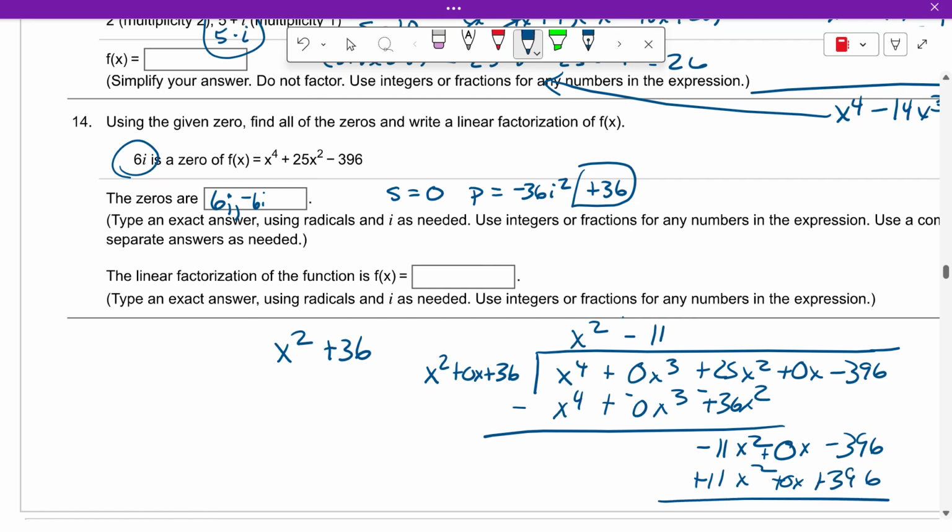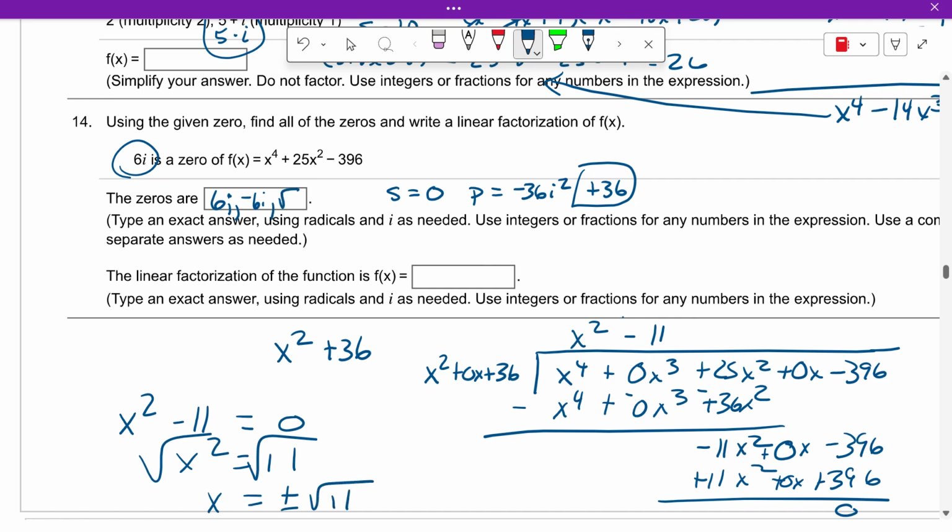Change the signs on the bottom row, and then we add, we get 0. So x squared minus 11 equals 0. X squared equals 11. If we take the square root of both sides, x equals positive or negative square root of 11. That's the other two roots. The linear factorization of this is x minus 6i, x plus 6i, x minus the square root of 11, x plus square root of 11.